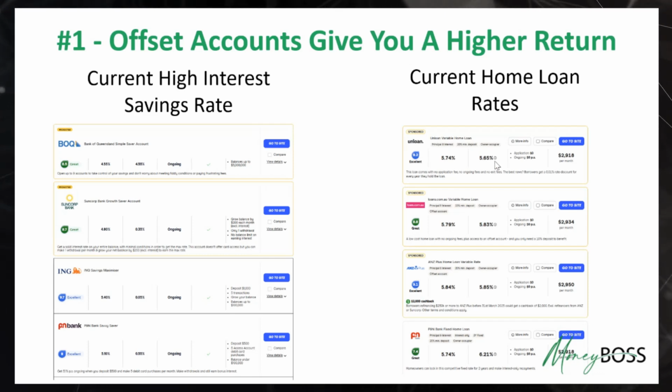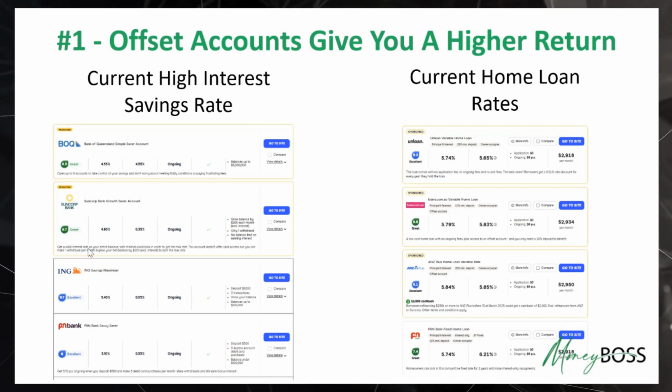However, if we have a look at the home loan rates, these are somewhere between 5.7, 5.79, 5.8, 5.7, and these are on the low end of the spectrum. Your traditional banks, as I said before, still have interest rates around that 6% mark. But the thing that I want you to notice here is that the rates that you are paying on your mortgage are higher than the rates you can get in interest on your savings accounts. So I'm hoping you see that.